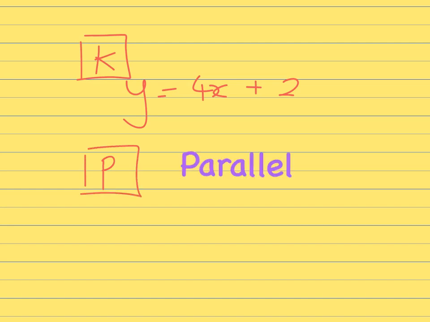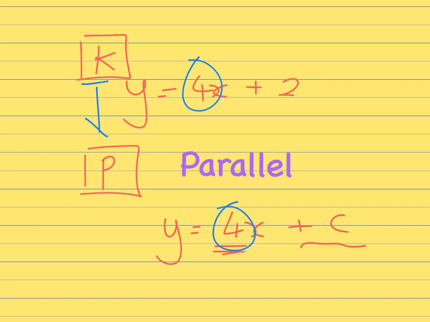So if I was given the line y equals 4x plus 2, and I'm told that this is the line k, and I'm asked to find the line p, then I can deduce from that that the line p is y equals 4x anyway. The rest I won't know, but it'll definitely have the same slope if k and p are parallel. The symbol we use for that is k is parallel to p.